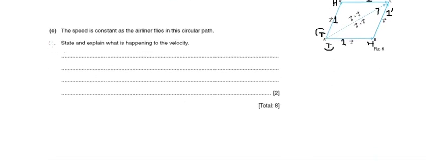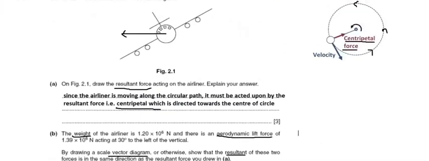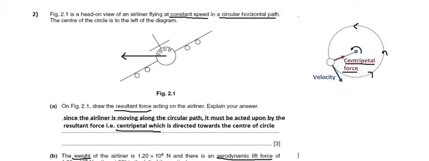Now the C part of the question: the speed is constant as the airliner flies in the circular path. State and explain why, what is happening to the velocity. So we have learned about speed and velocity before. Speed is just the magnitude of the motion, and velocity is nothing but magnitude along with direction. See, in this circular motion, if it is moving with constant speed, or if it covers equal distances in equal intervals of time, then we can say it is constant speed. But what about the velocity?